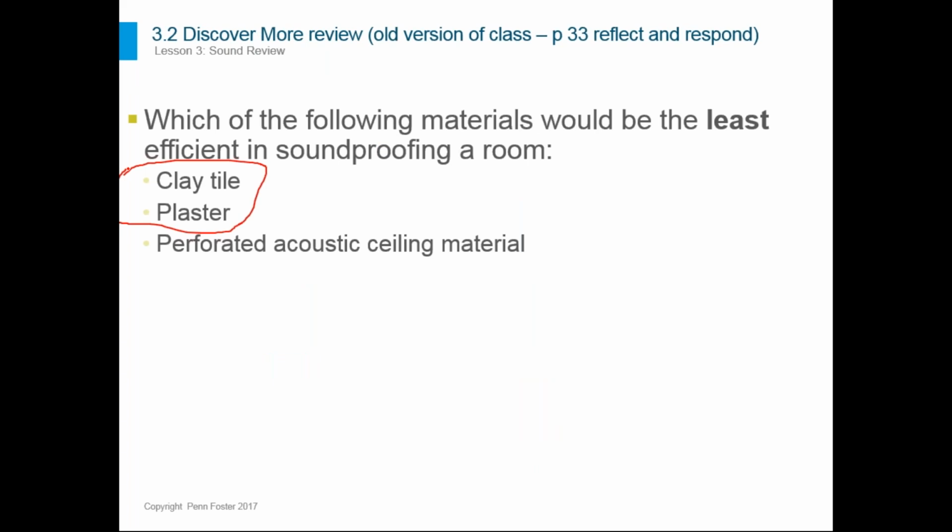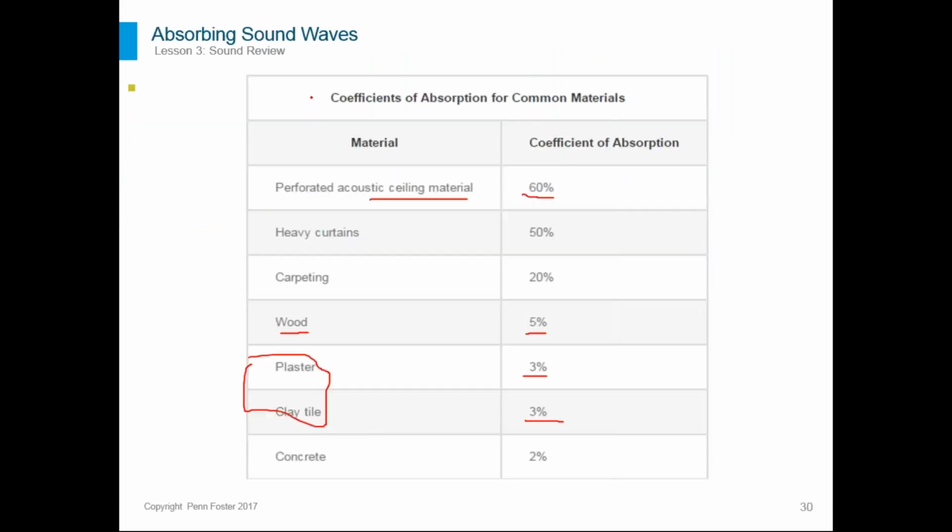So if you do see this on your test, there won't be a tie. There'll be ones where there's a specific one answer. But make sure you look at the chart to get your actual numbers. So if you see anything about absorbing sound waves or soundproofing or coefficient of absorption, make sure you go back to your text and look at this chart.